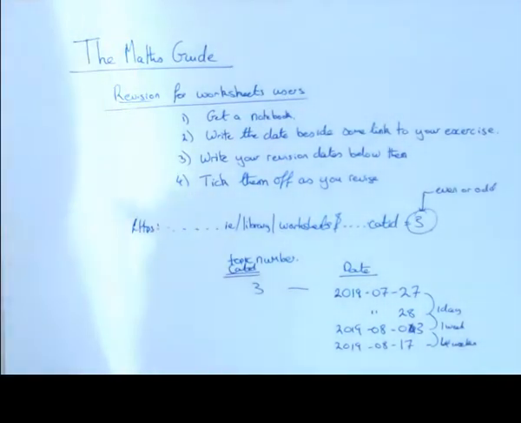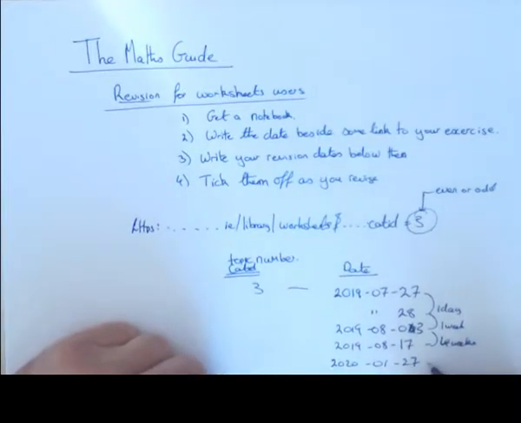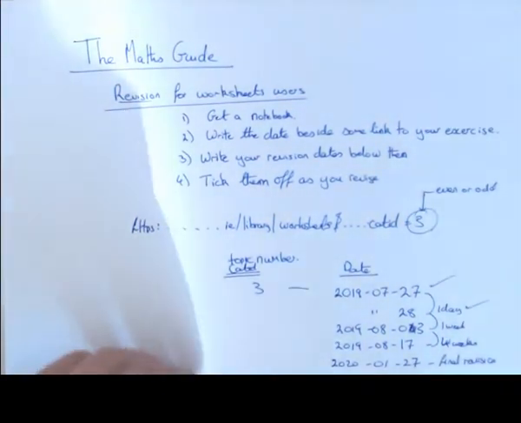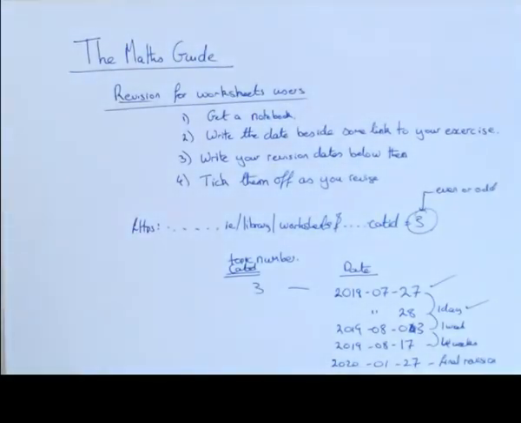and ideally you also want to do one in 6 months. So whatever that's going to be, let's say 2020, January the 27th, final revision. Okay, then as you go along, you go, yes, I've done that, yes, I've done my 1 day exercise. So you're going to have to flick back through your journal and make sure that you're looking at the dates in the way that you need to.